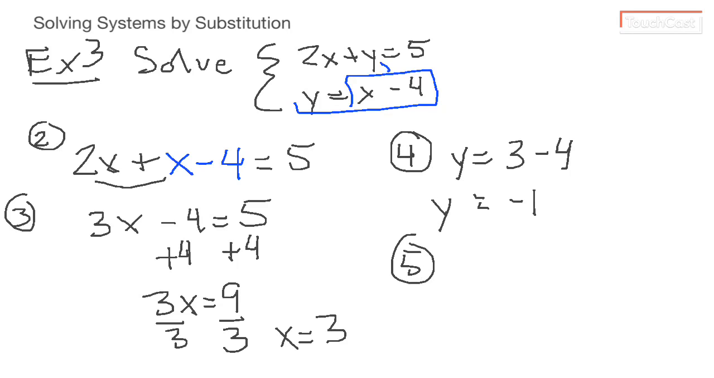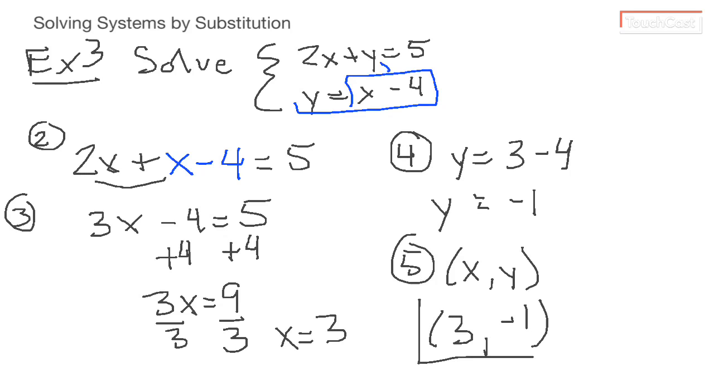Step 5, we're going to write an ordered pair, an x and a y, and we found those x and y values in step 3 and 4. In step 3, we found that x is 3, and in step 4, we found that y was negative 1. We've got our ordered pair, our solution is there, and we're all done with this example. Let's look at one more.